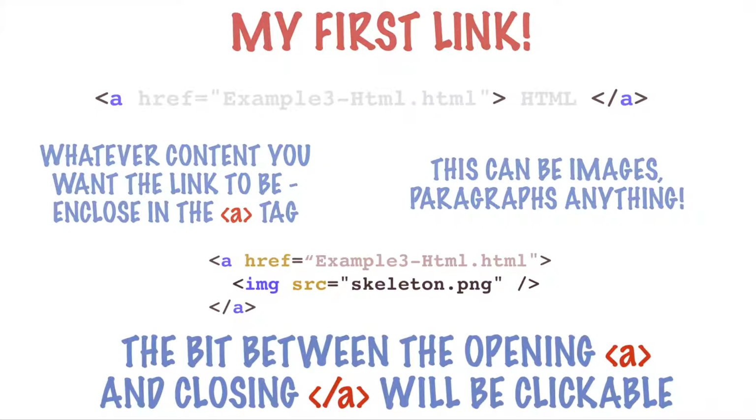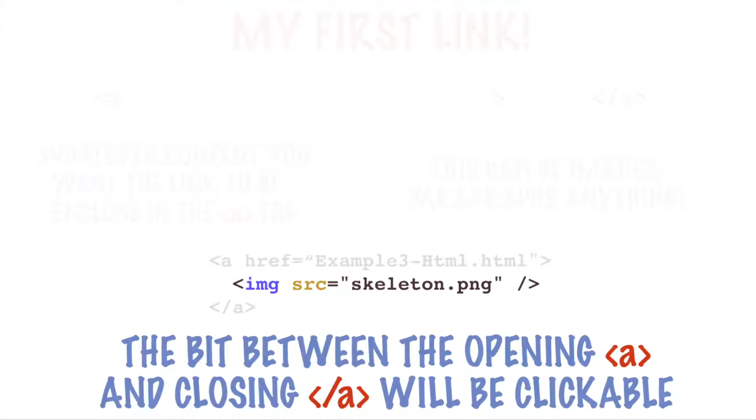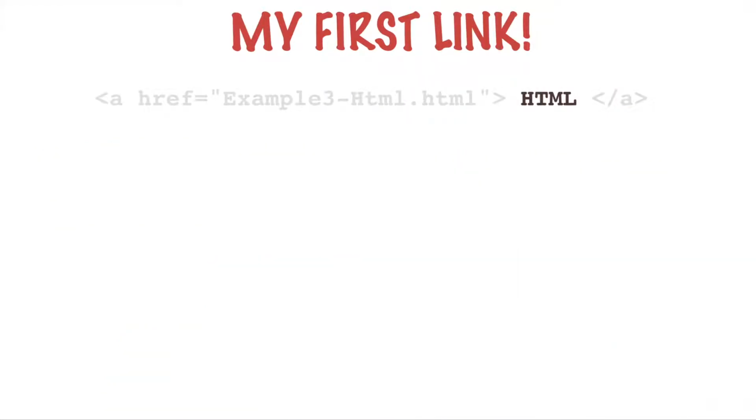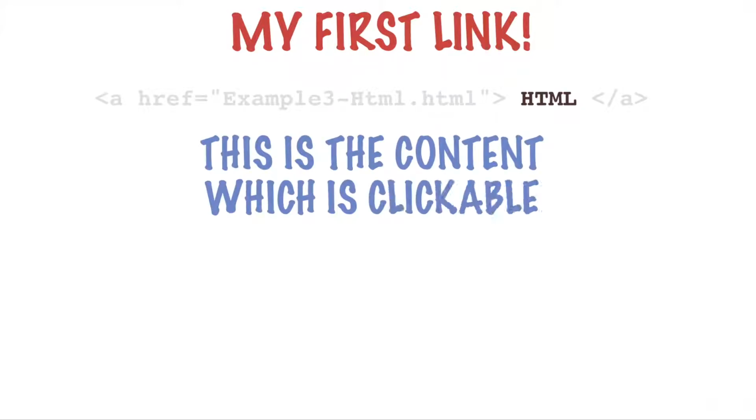Remember again that whatever is between the opening and the closing A tags will be clickable. And that's what's highlighted now on screen. The clickable component here is an image with source attribute equal to skeleton.png. Returning to our original example, the clickable bit there was the word HTML. HTML appeared in the browser as a clickable link, and when you clicked on it, the browser would go to a different web page, in other words, to the destination of this link.